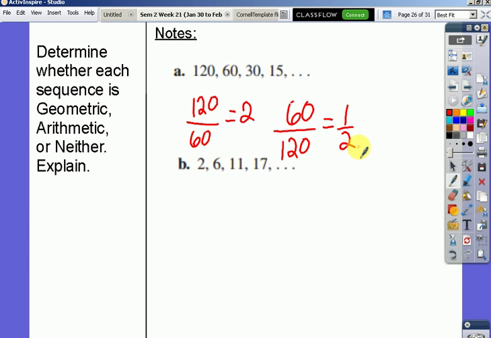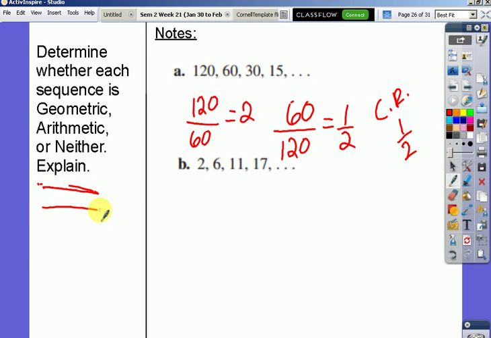Again, I'm glad you made that mistake, because a lot of people do that. And as you can see, you want to verify with each of the terms that you see on here that it is 1/2 each time. 60 divided by 120 is 1/2. 30 divided by 60 is 1/2. 15 divided by 30 is 1/2. So the common ratio is 1/2. So you would say it's geometric, the common ratio is 1/2. That would work as your explanation.